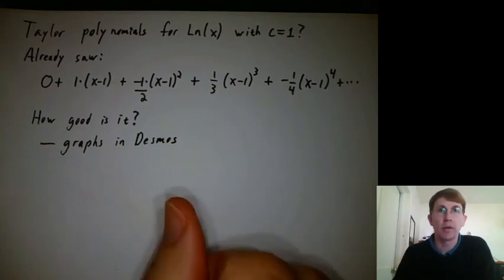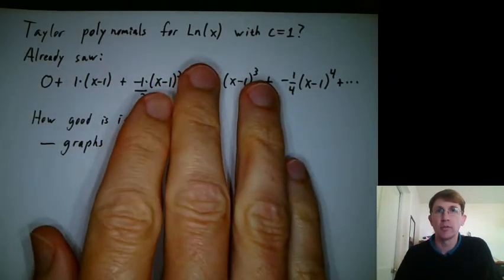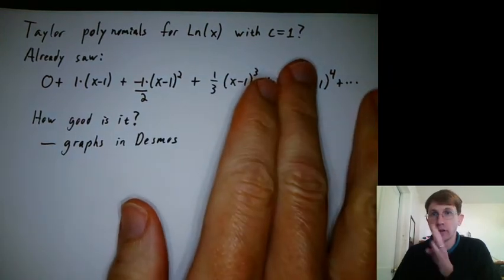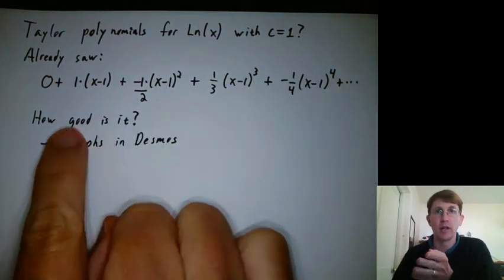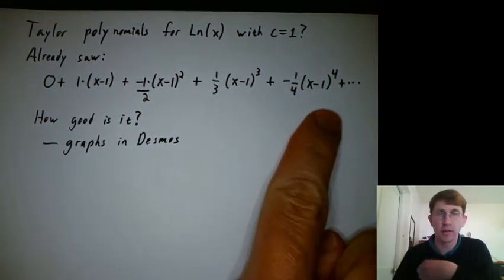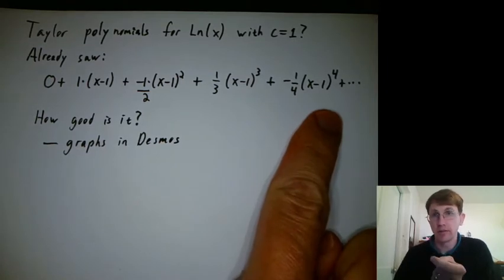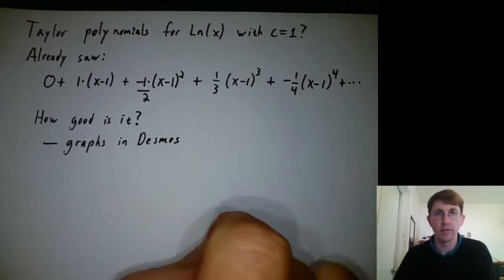Let's go back to a problem we've already seen. What's the Taylor polynomial for log x focused around x equals 1, or c equals 1? We already got this, so you can look back at the other video. That's not the big question here. The big question is, how good is this? Let's go take a look in Desmos.